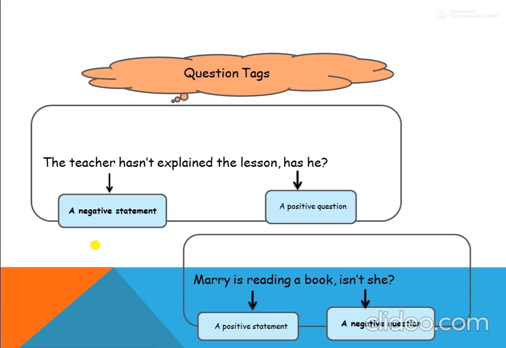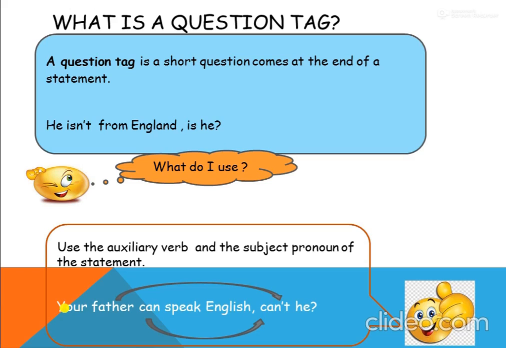So, what is a question tag? A question tag is a short question that comes at the end of a statement. So, he isn't from England, is he? What do I use to form a question tag? You have to use the auxiliary verb and the subject pronoun of the statement.